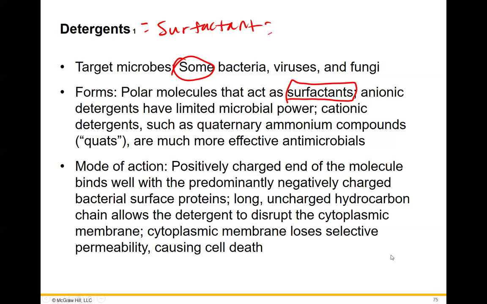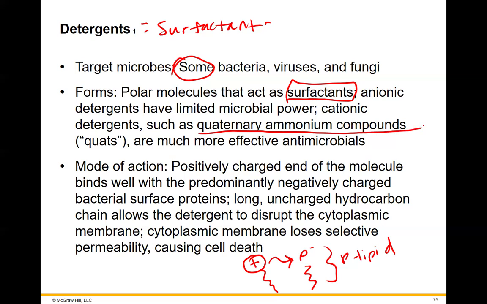Turns out that the ones with the positive heads work better. So instead of having the phosphate head and the little tail, which was negatively charged, this is our phospholipid. These guys have a positive head, because now they also want to be attracted to that negative. So it helps them work just a little bit better. And the ones that operate this way are the quats. These are quaternary ammonia compounds, very commonly used.